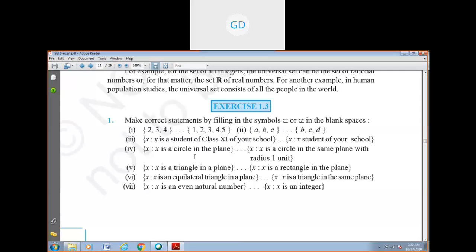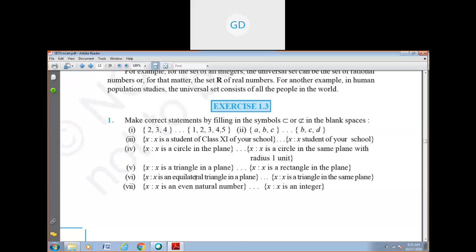And number 4, if you observe here: X is a circle in the plane, and in the second set, X is a circle in the same plane with radius 1 unit. In the first set, X is a circle in the plane, which means all possible circles on a plane are there, all types of circles. But in the second set, only those circles are there whose radius is 1 unit. So the second set consists of only a particular type of circle having 1 unit radius. So definitely it cannot be a subset, because all circles are not lying in the second set, which has circles of radius 1 unit only.